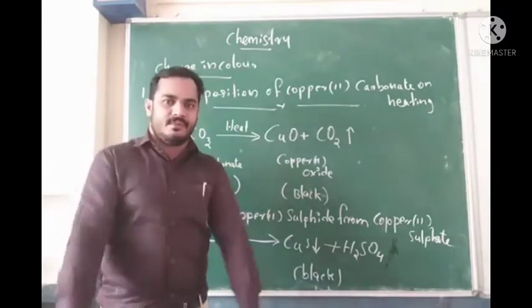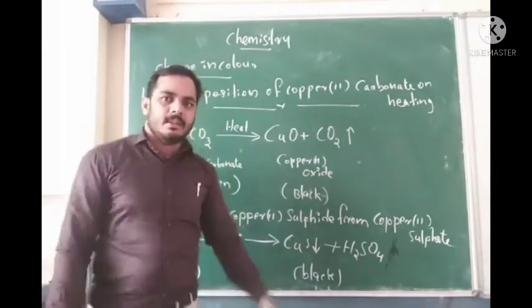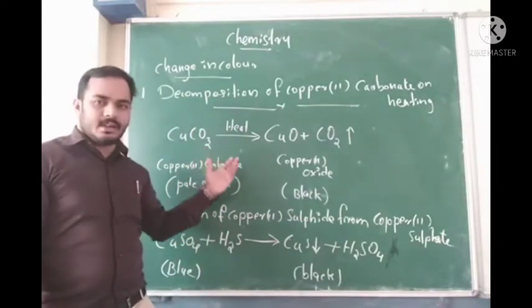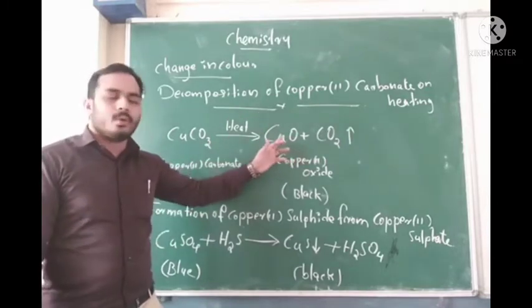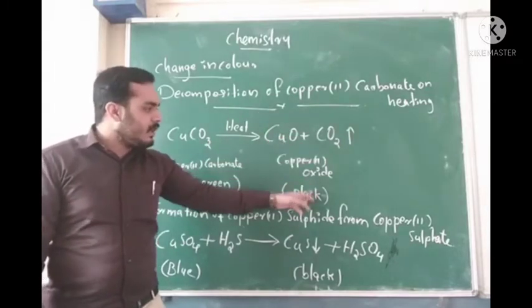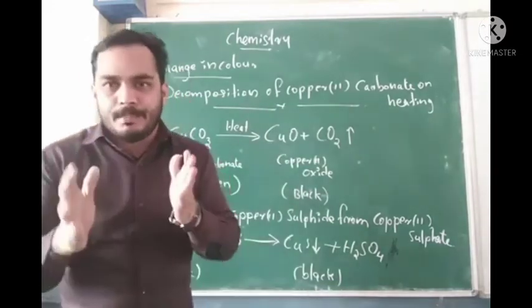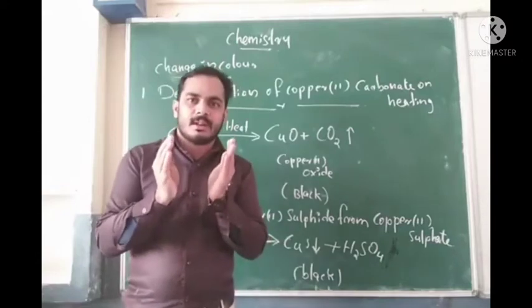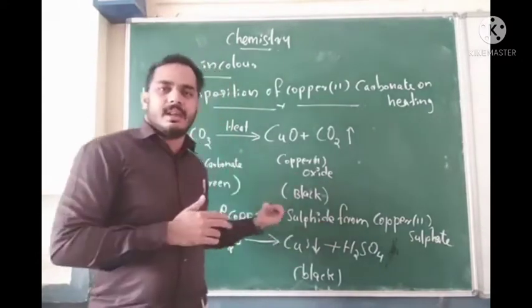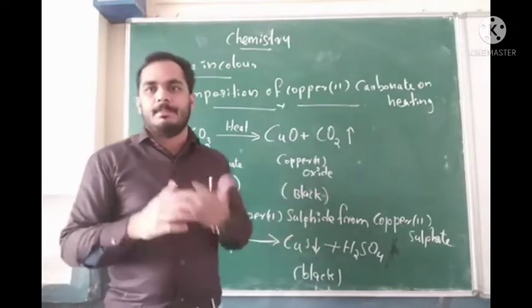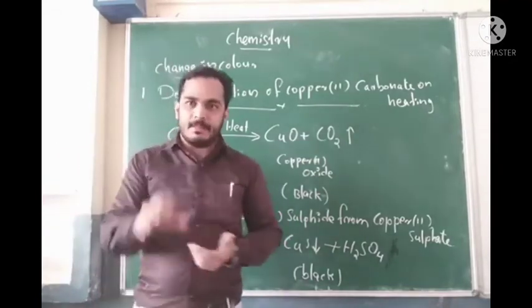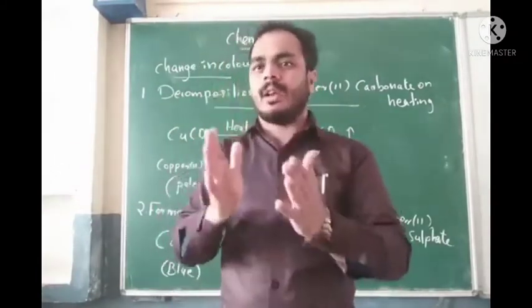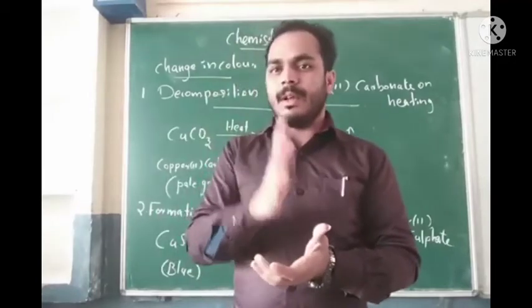So here it is easy to identify. It's very clearly visible. With the help of heat, the pale green colored copper carbonate changed into copper oxide, of black color. A product means we get a new product, and that product's color is entirely different from the reactant. The pale green color turned to black. It is the best example of the change in color, one peculiar characteristic of chemical change.